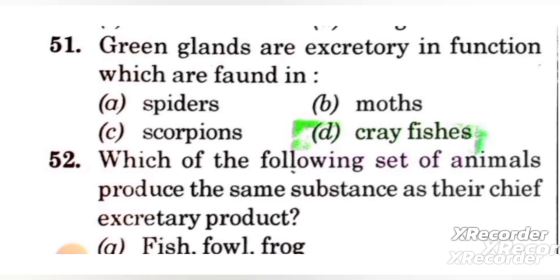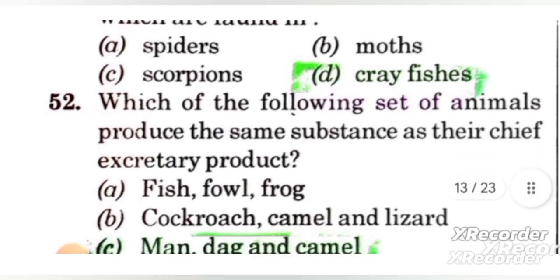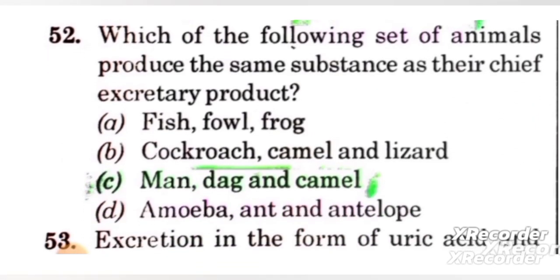Question number 51. Green glands are excretory in function which are found in answer D. Crayfishes. Next 52. Which of the following set of animals produce the same substance as their chief excretory product? Answer C. Man, dog and camel.